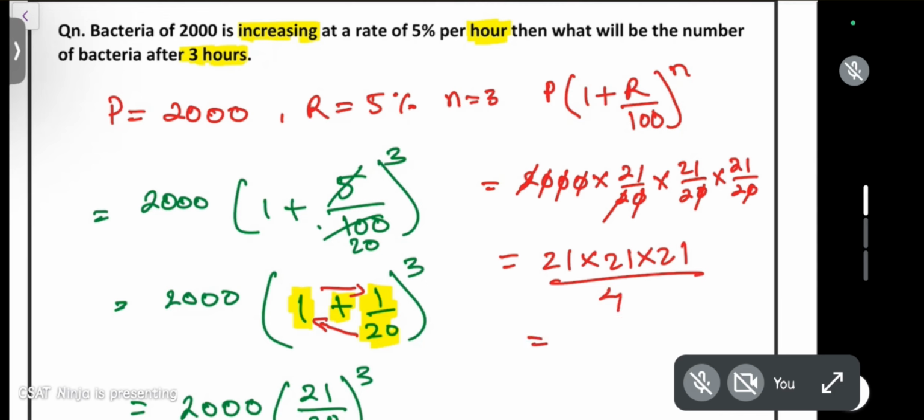Okay, 21 into 21 is 441. So 441 into 21 is 9261. That means I'll get 9261 divided by 4. If we reduce this, we'll get the answer. I'll just leave it here. We can divide as well.